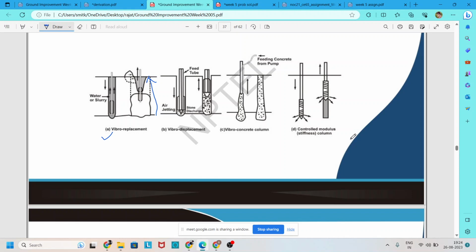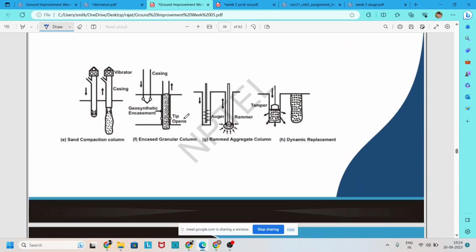The fourth one is the controlled modulus column. One tube is inserted, and through this tube good grouting material is injected into the surrounding soil. After that, the probe is lifted and the grouting material is injected again, and like that a vertical column is created, which is well known compared to other techniques. And the fifth one is the sand compaction column. Here one casing is inserted in the ground and this casing is filled with sand.